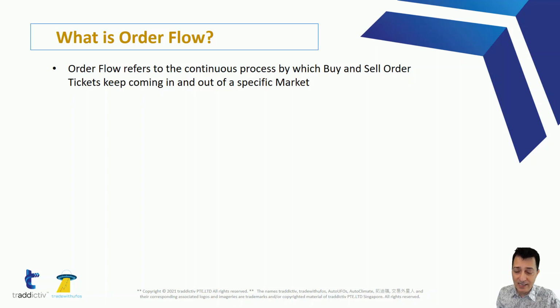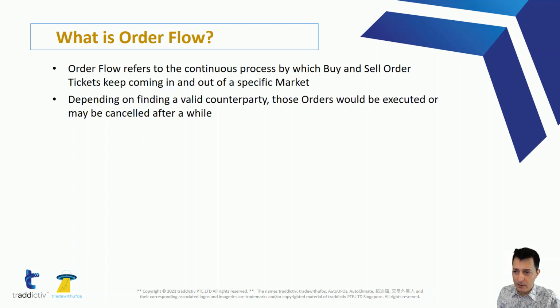So as those tickets are coming in and out, depending on the quantity of orders, and whether they are to buy or to sell, the market would react to them, wouldn't it? Depending on finding a valid counterparty, these orders may end up executed and create an impact, and the market moves.